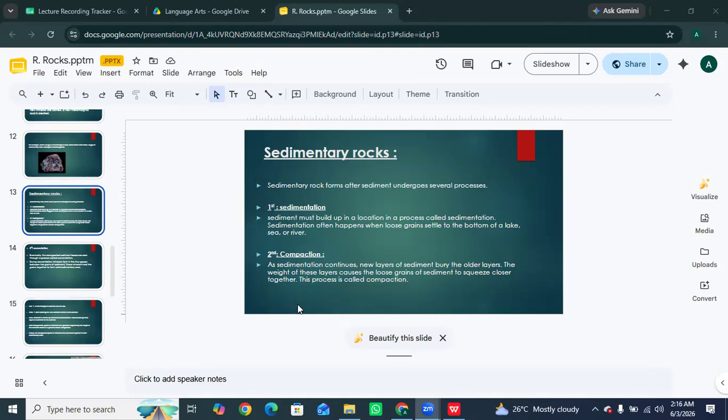As sedimentation continues, new layers of sediment bury the older layers. The weight of these layers causes the loose grains of sediment to squeeze closer together. This process is called compaction. So, as more layers pile on top, the heavy weight crushes and squeezes the loose grains closely together. Okay, so this one is compaction.